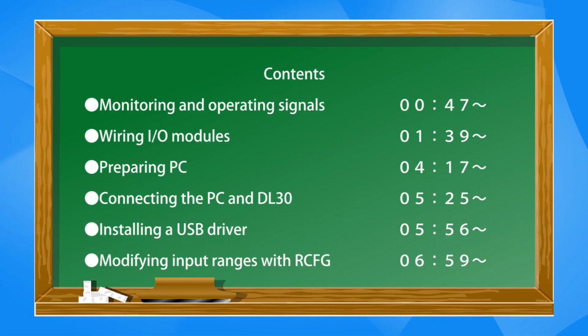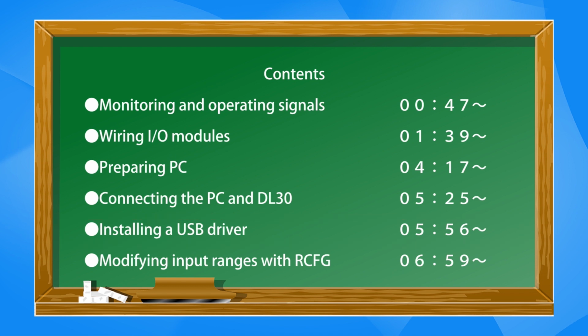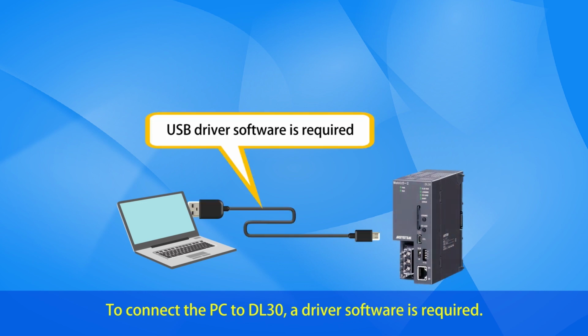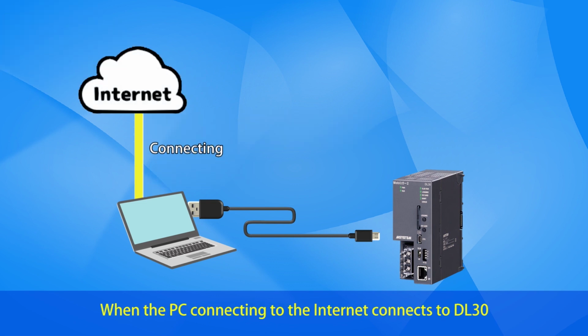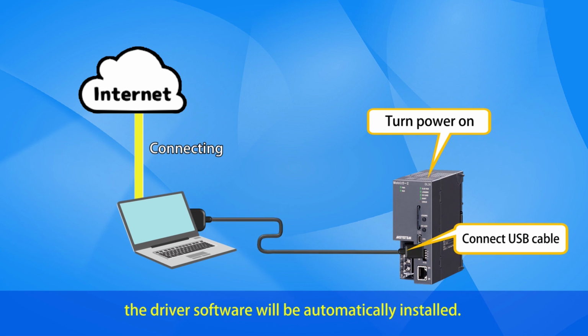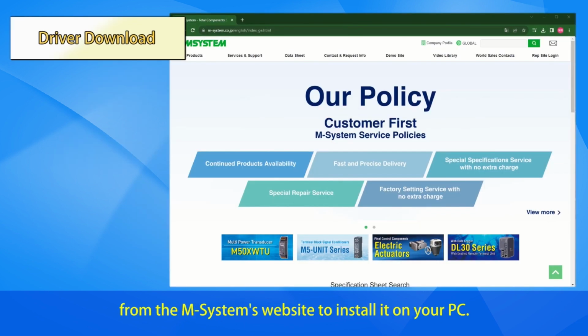Let's install a USB driver. To connect the PC to DL30, a driver software is required. When the PC connecting to the internet connects to DL30 with power via the USB cable, the driver software will be automatically installed. Alternatively, you can download the driver software from the M-Systems website to install it on your PC.